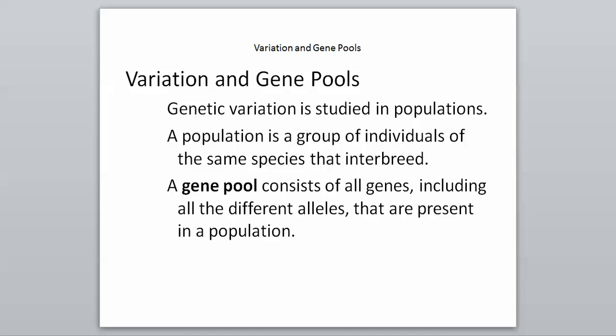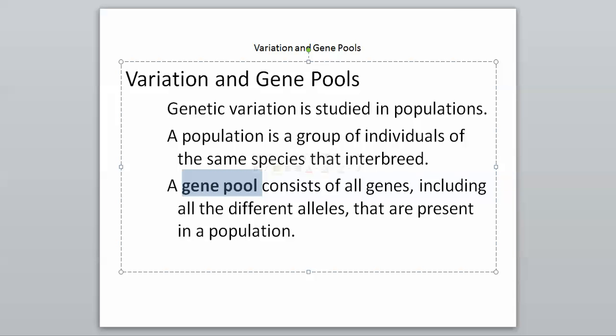The way we can represent this genetic variation is through looking at what's called the gene pool. This is a really important word you're going to need to know, and it will probably show up on the quiz at some point. A gene pool consists of all genes, including all the different alleles that are present in a population. So we can map out and look at all the different genes that are present inside of our population at any given time, and that is called a gene pool.